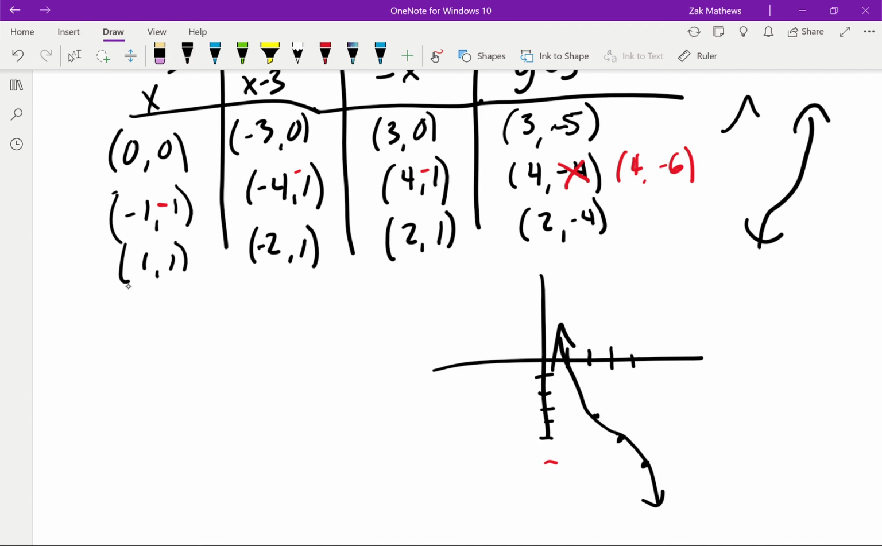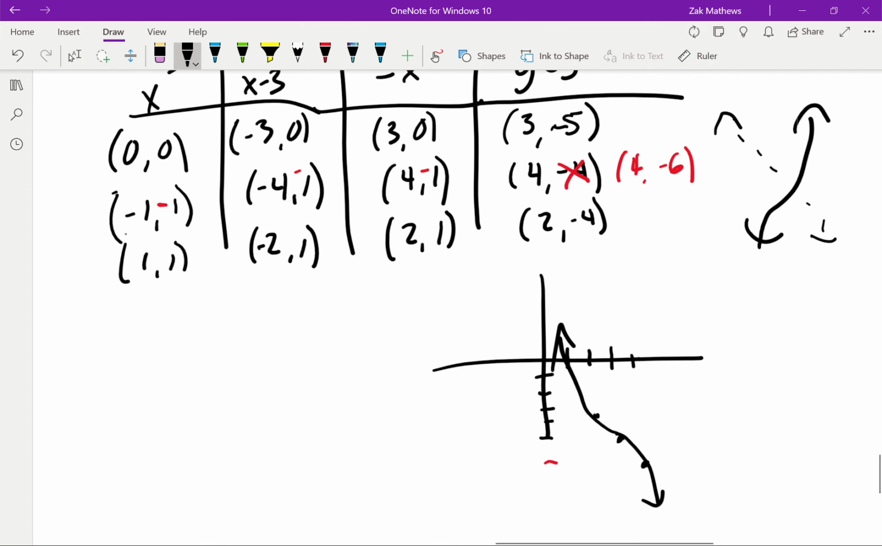Now, we did say the parent function looked like this one, right here. So why is it looking like this? Now remember, we had a reflection. So if it's reflecting, of course it's switching directions, right? But by knowing the shape of that parent function, the parent function shape's not all of a sudden going to switch to a parabola. It's not going to switch completely.